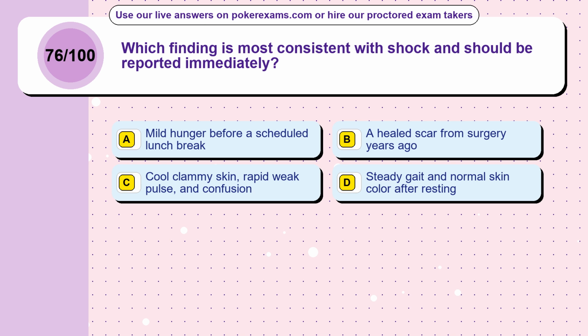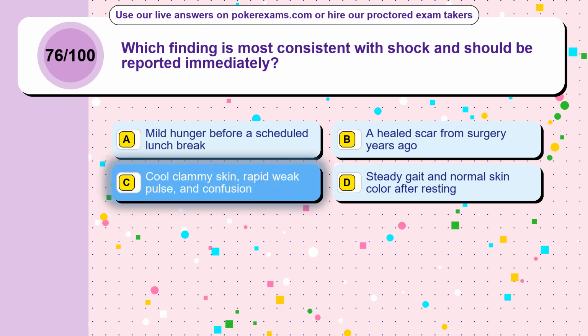Question 76. Which finding is most consistent with shock and should be reported immediately? Option A. Mild hunger before a scheduled lunch break. Option B. A healed scar from surgery years ago. Option C. Cool clammy skin, rapid weak pulse, and confusion. Option D. Steady gait and normal skin color after resting.